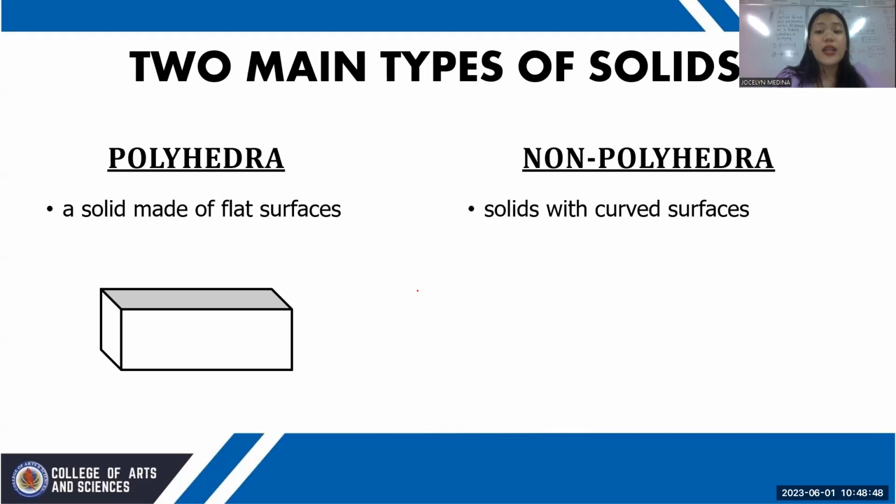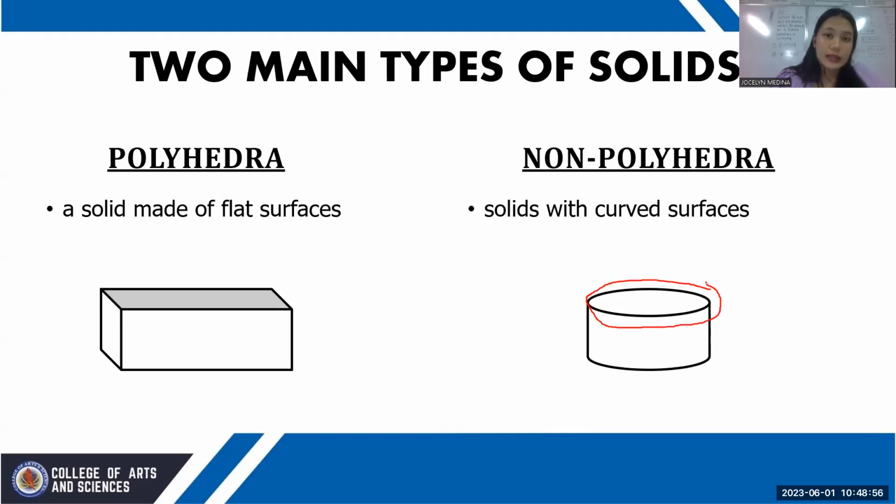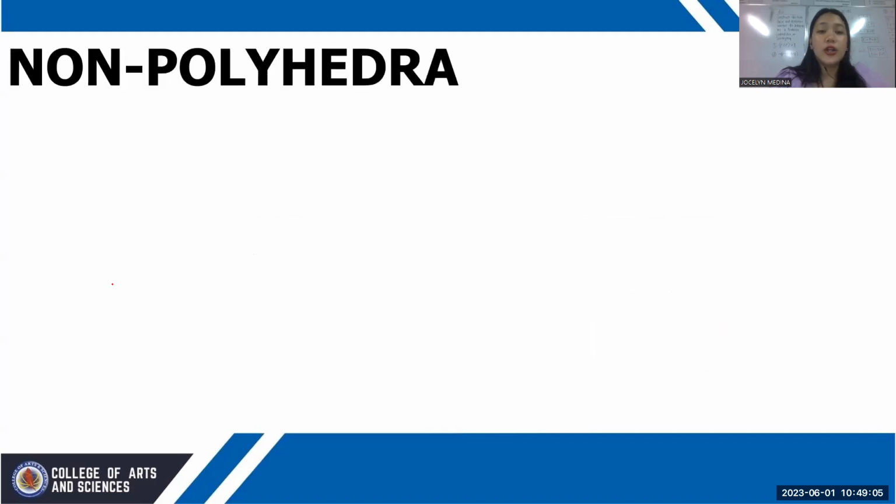Pero kapag non-polyhedra, additive curve. Ganun lang. As you can see here, meron siyang curved line, so it's a non-polyhedra. Pero kapag lahat nakikita ninyo is straight, polyhedra no pa. Okay? Let's start with your non-polyhedra. Doon tayo sa mas easy.